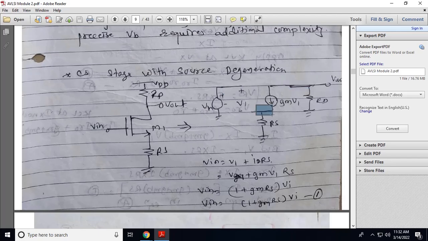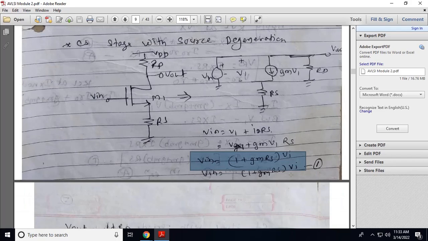Now we have to find out the voltage gain equation for common source stage with a source degeneration. We can apply the KVL here. So what is the KVL? This input voltage is equal to V1 plus drop across RS. So Vin is equal to V1 plus drop across RS, that is drain current into RS. But ID is GM into V1, so we can put here GM into V1 into RS. In this equation V1 is common, so we can take V1 common. So Vin is equal to 1 plus GM RS times V1. So this is equation number 1.